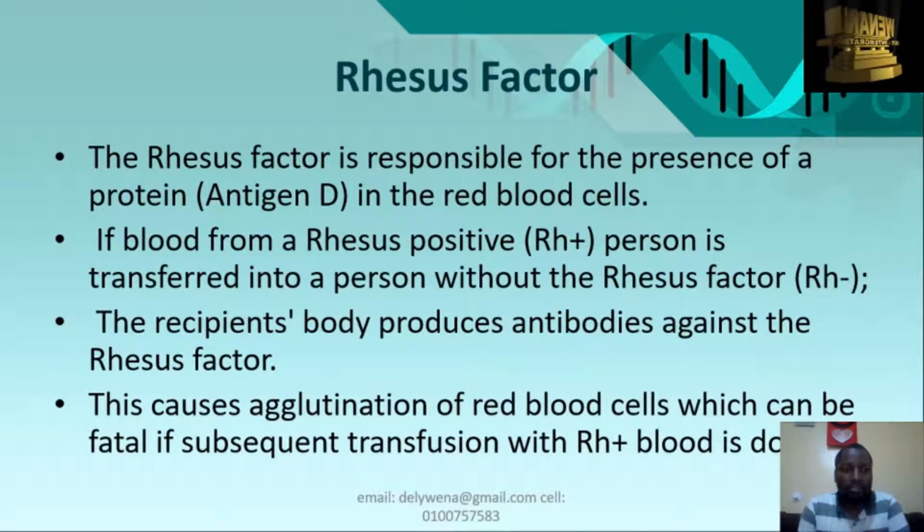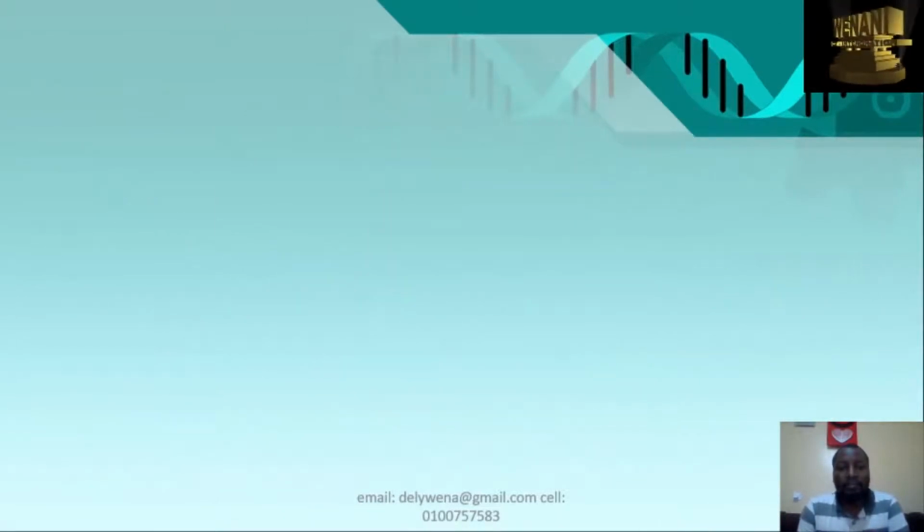In a case where, for example, O negative blood may be scarce, and a transfusion is needed because of an emergency, the medical practitioners may wish to use O positive. But if it is done again, if it is a subsequent transfusion, then there will be agglutination and the patient may die.